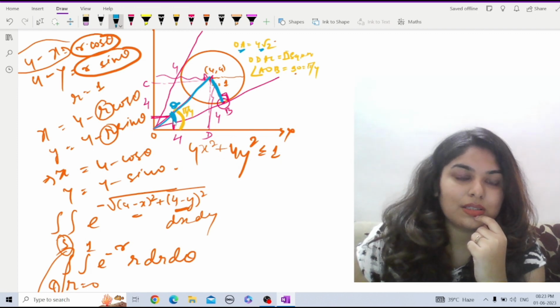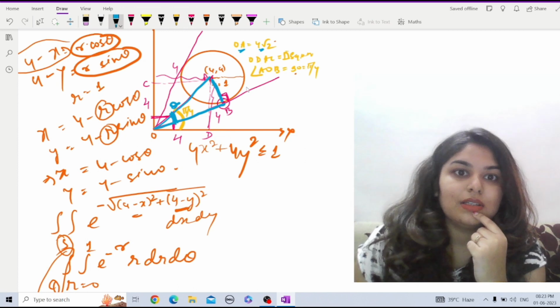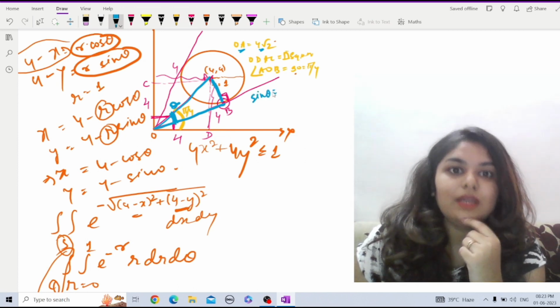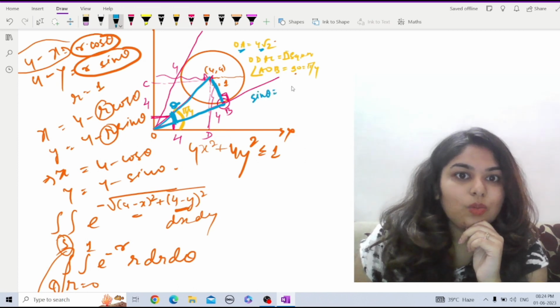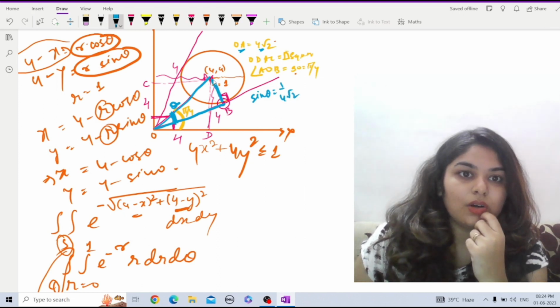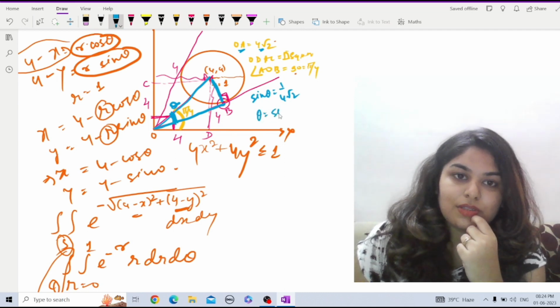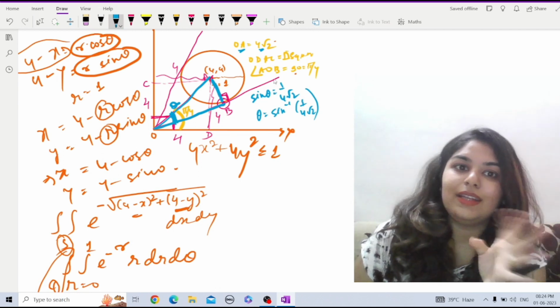So for this triangle, if this is theta, then sine theta will be 1 by 4 root 2, correct? That is your height by hypotenuse. So theta is equal to sine inverse 1 by 4 root 2.